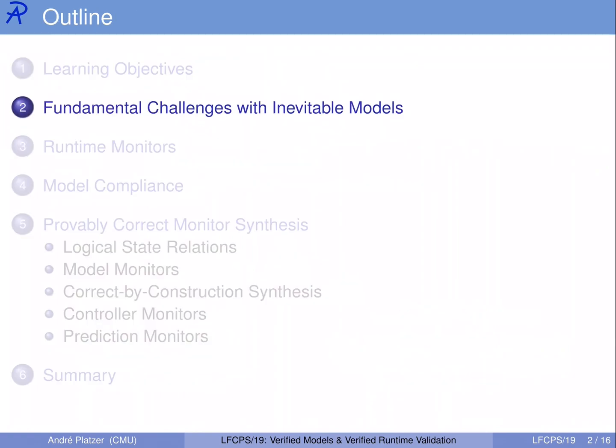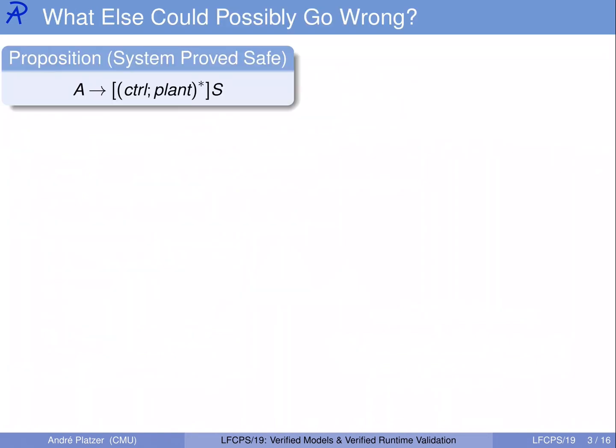Well, let's get started. Let's first understand the fundamental challenges with inevitable models. Imagine you've proved in differential dynamic logic the safety of a system, that whenever you start in a state where the formula A is true, then all behavior of a system model that repeatedly will first run the control and then the plant, no matter how often it has done that, still the system is safe no matter what. That's of course an extremely strong, compelling thing to write home about, that this is proved.